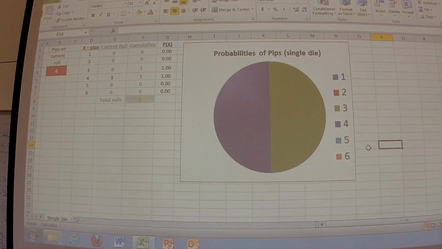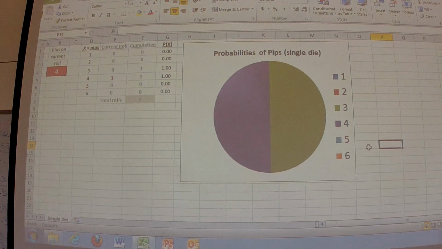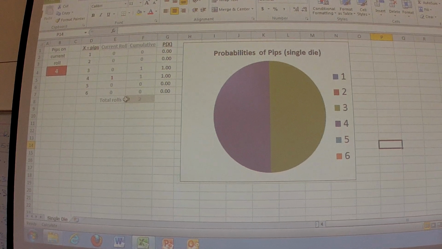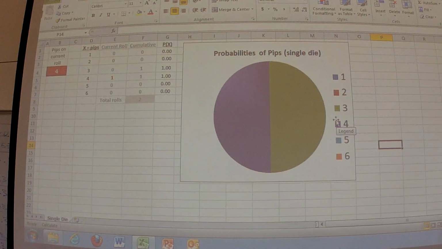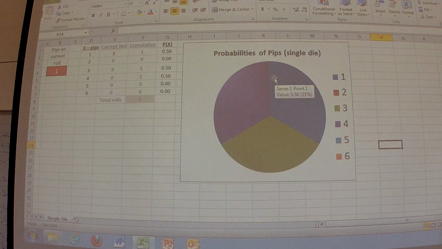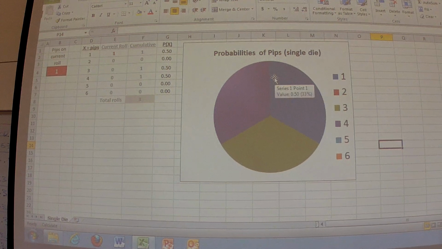Here's F9. Okay, this time we roll a 4. So now of the two total rolls, the two trials, we saw a 3 and we saw a 4. So half the results were 3, half the results were 4. That's all you're seeing there. Kind of boring. Let's roll again. What did we just see? Thirds. We saw a 1. So now they're all a third because of the 3 trials, we had a 1, a 4, and a 3. Let's roll again. We got a 4.